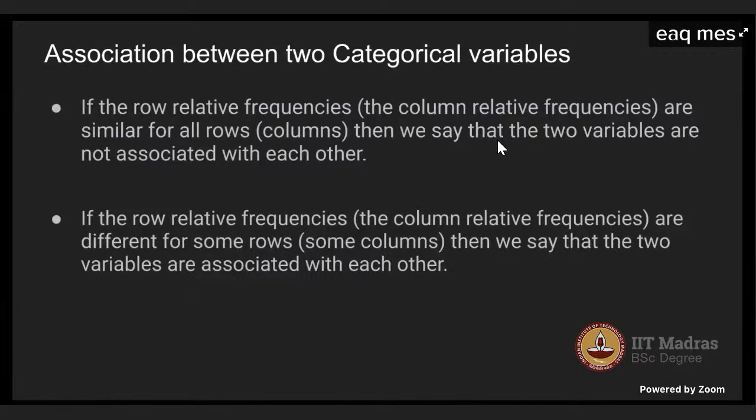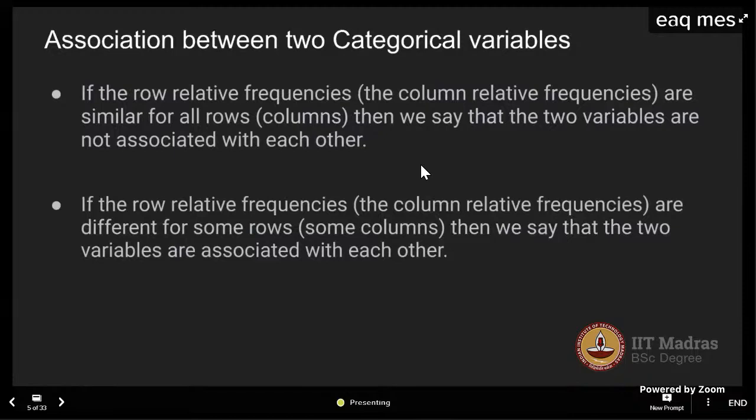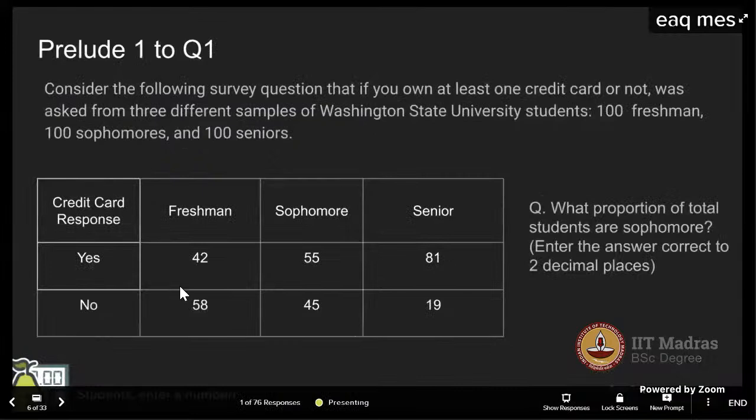No, sir. Sir, why first option? Means if row relative frequencies are similar for all rows, then we say that the two variables are not associated with each other, yeah. Why is it that? Okay, we will discuss that after this data, right? From this data we will discuss.